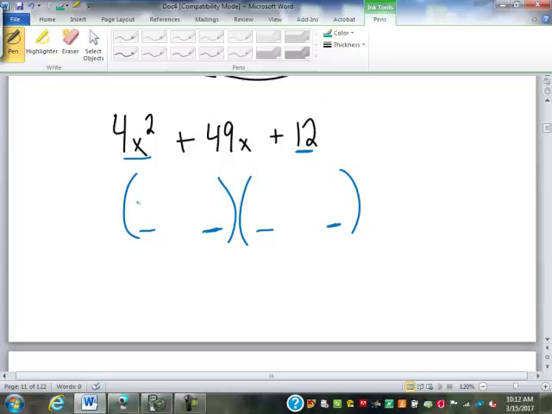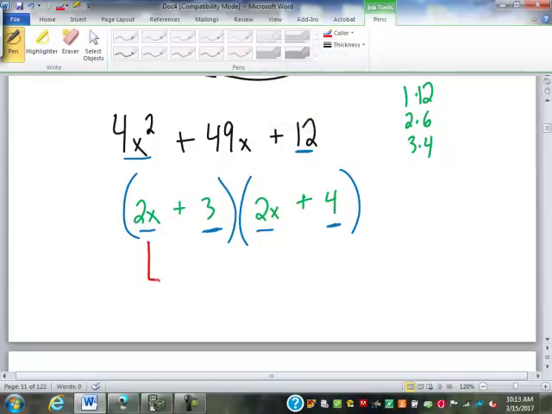Your first instinct here is to do 2x times 2x, right? 12, though, has combinations of 1 times 12, 2 times 6, or 3 times 4. Let's try those combinations. Let's do plus 3 and plus 4. See how that does.